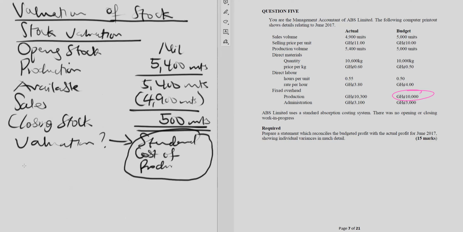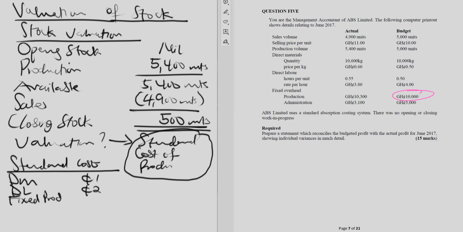Remember I told you we use standard cost of production. To get our standard cost, I think we've got all the data for the standard cost per unit. Direct material, we had 1 cedi. Direct labor, we had 2 cedis. Then fixed production overhead, we also had 2 cedis, right? When you add this, our standard cost of production gives us 5.